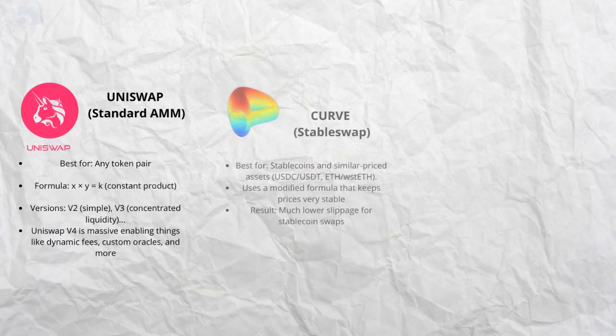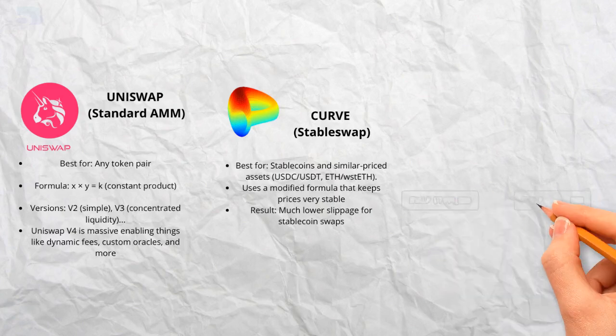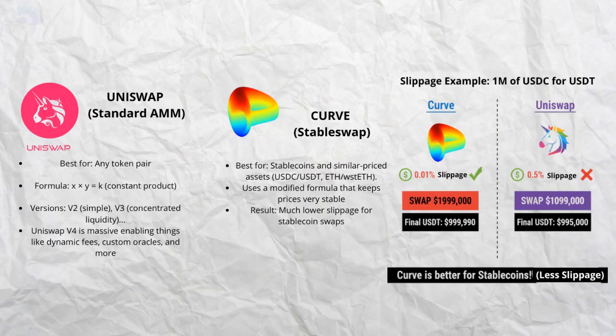Curve, stable swap, best for stablecoins and similar priced assets, USDC/USDT, ETH/wstETH. Uses a modified formula that keeps prices very stable within a range. Result: much lower slippage for stablecoin swaps. Example: swapping $1 million USDC for USDT might only have 0.01% slippage on Curve versus 0.5% on Uniswap.